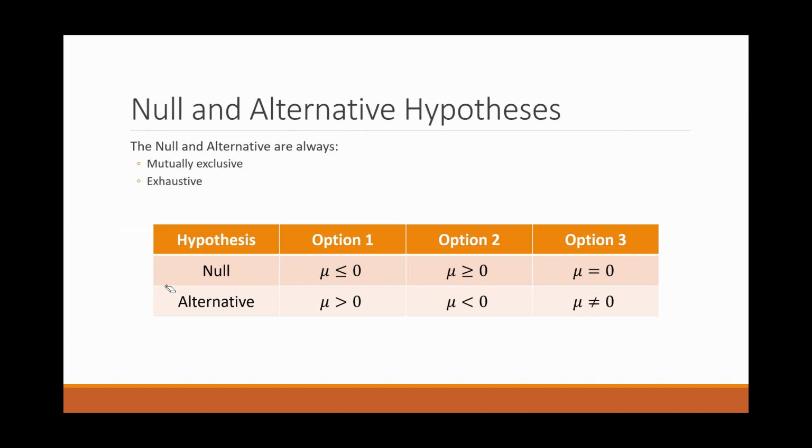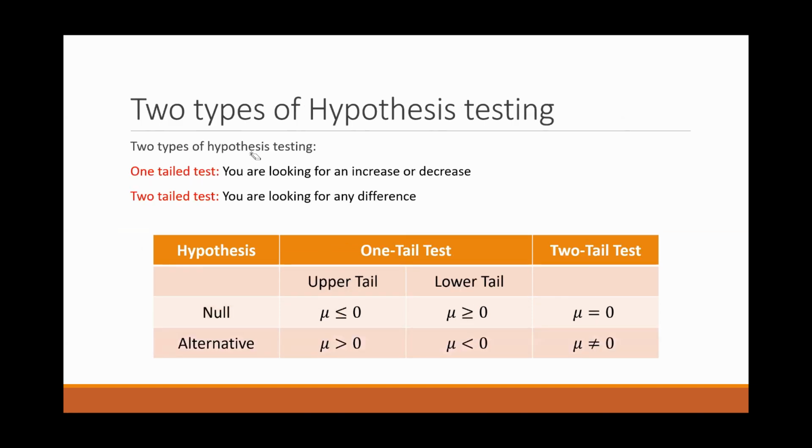All right, so what we need to do is state a null and an alternative hypothesis. And remember, they have to be mutually exclusive and exhaustive, and they should follow one of these three options. Now, I'm going to go just a little deeper than I went a moment ago. When we state a hypothesis, we're always going to state either a one-tail test or a two-tail test. A one-tail test is when we are looking for an increase or a decrease. A two-tail test is when we are looking for any difference.